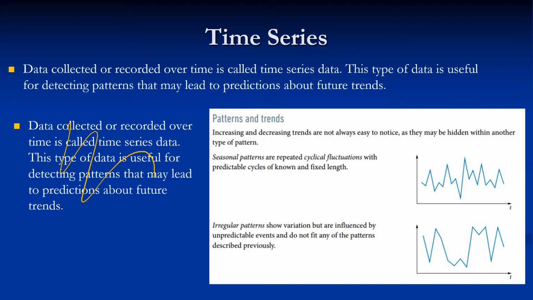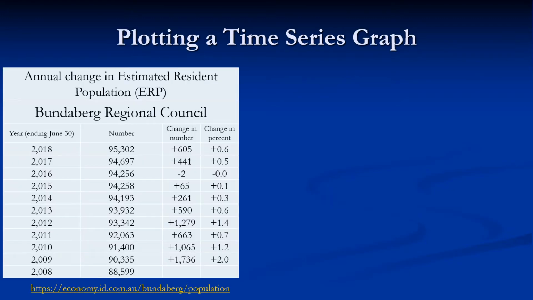What else do we have? Daylight and so on. So our seasons are very obvious ones. That's why we call it seasonal patterns. Now, irregular patterns show variation and are influenced by unpredictable events like cyclones, for example, and do not fit any patterns described previously.